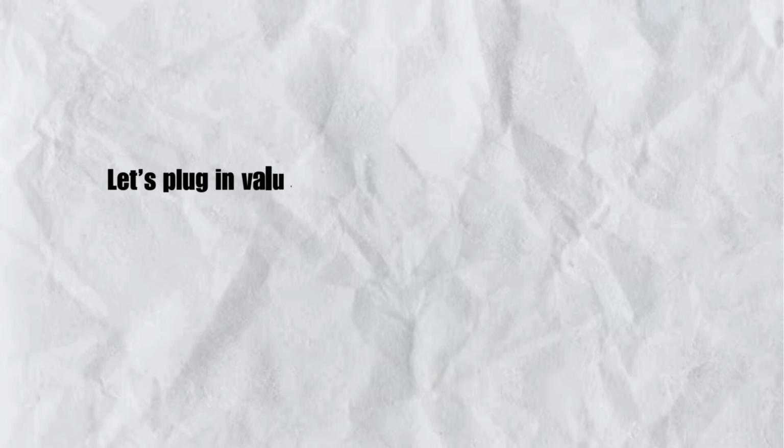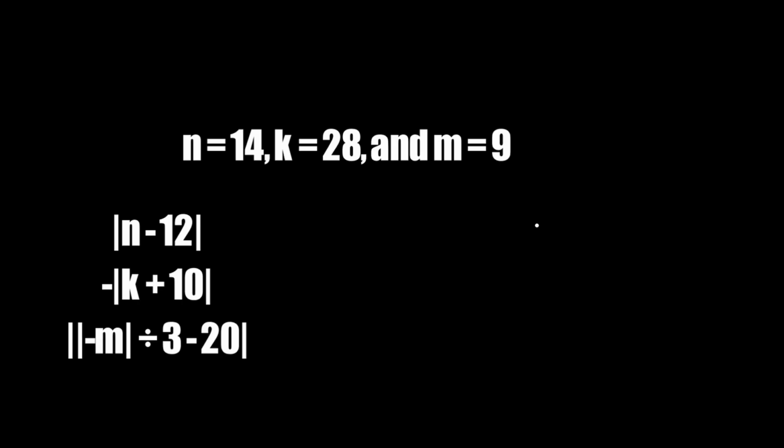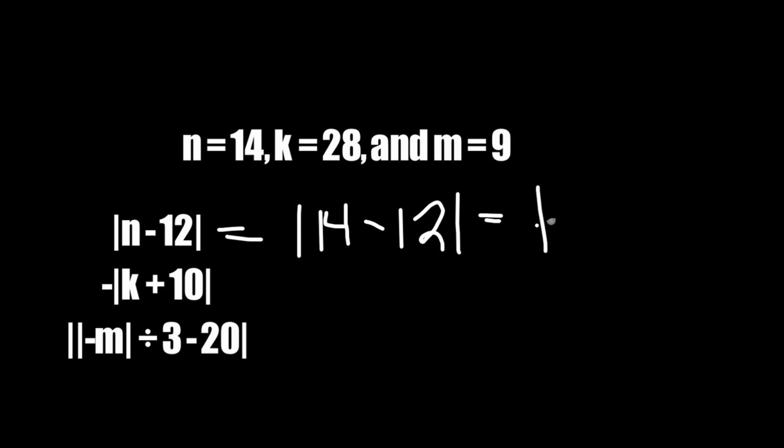Let's plug in values and simplify using absolute value. We'll start with n equals 14, k equals 28, and m equals 9. Okay, so here are 3 examples. Example number 1. The absolute value of n minus 12. We know that n equals 14, so this equals the absolute value of 14 minus 12. And let's solve here. 14 minus 12 equals 2. So that will be the absolute value of 2. And the absolute value of 2 is going to be 2.